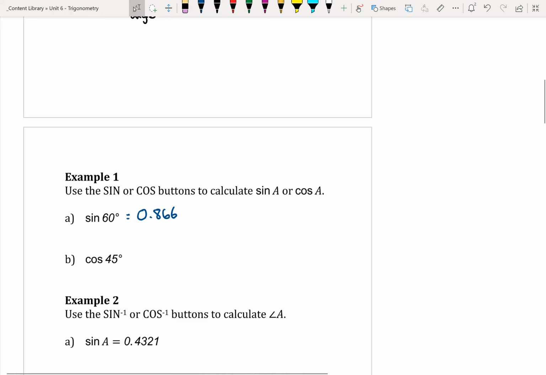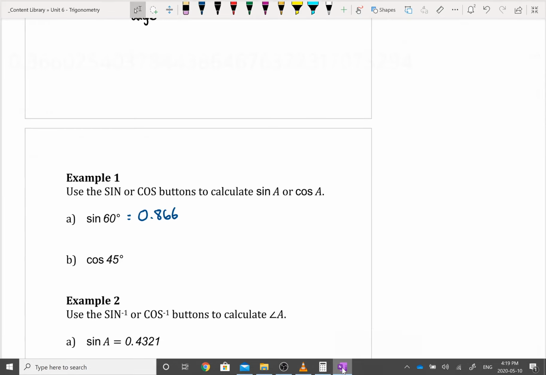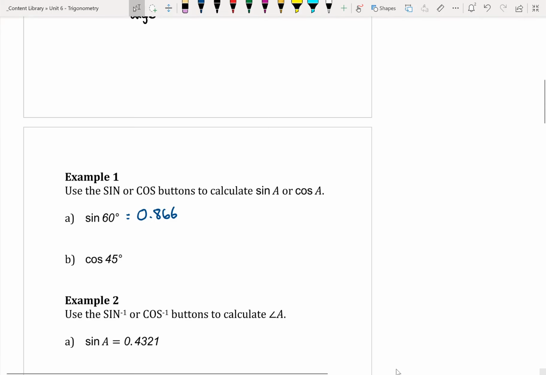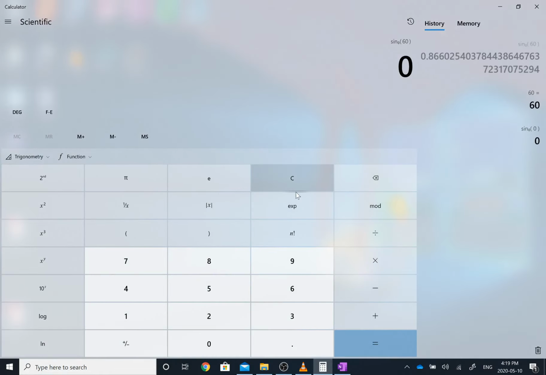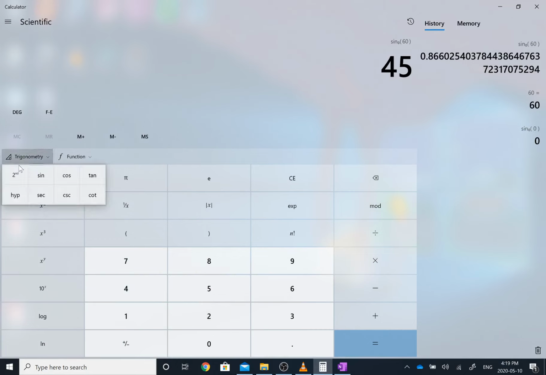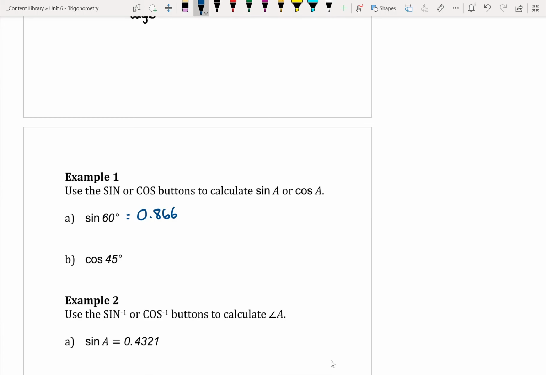We want to find out cosine of 45. So it's going to be the exact same thing. We bring our calculator up. I'm going to clear it. So it was cosine of 45, so we're going to type in 45. We're going to go to our trigonometry, hit cos, and we're going to get 0.707 rounded. So cosine of 45 is equal to 0.707.